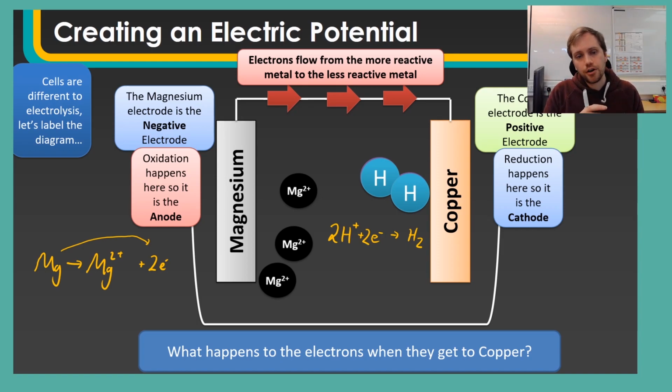So you need to be able to use some ionic equations to explain what is happening. What I'd like you to make sure that you've done now is that you've got an annotated diagram of this with all of the different extra details that we've talked about.